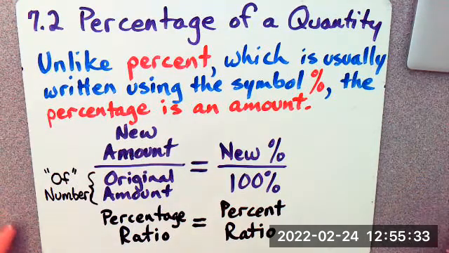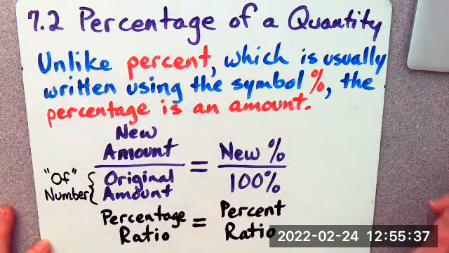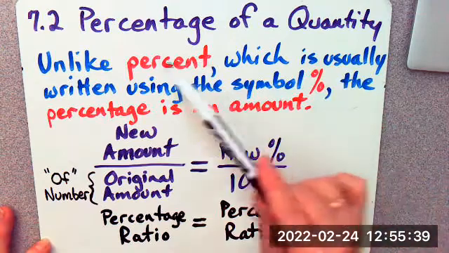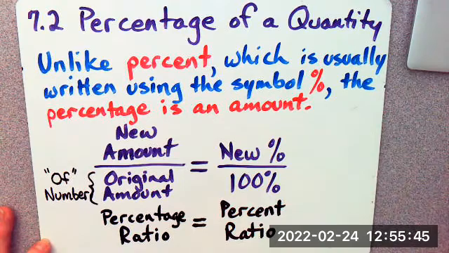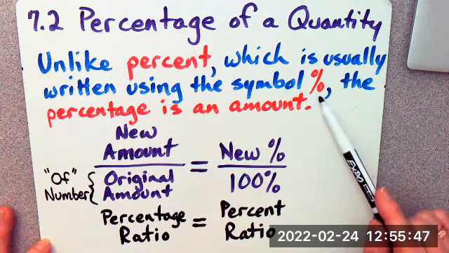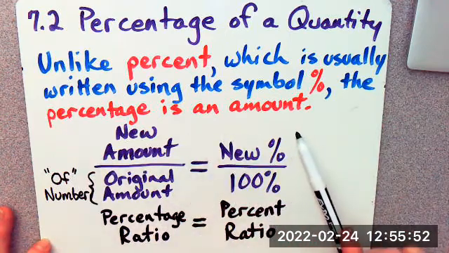Good morning. This is Ms. Billerbeck, and we're going to talk about 7.2 in Singapore Math 6, percentage of a quantity. So unlike percent, which is usually written using the percent symbol, the percentage is an amount.